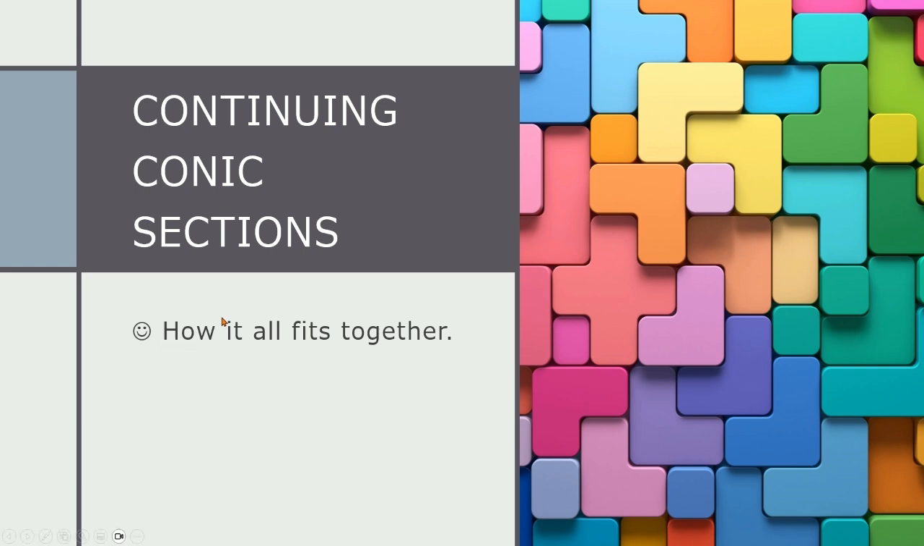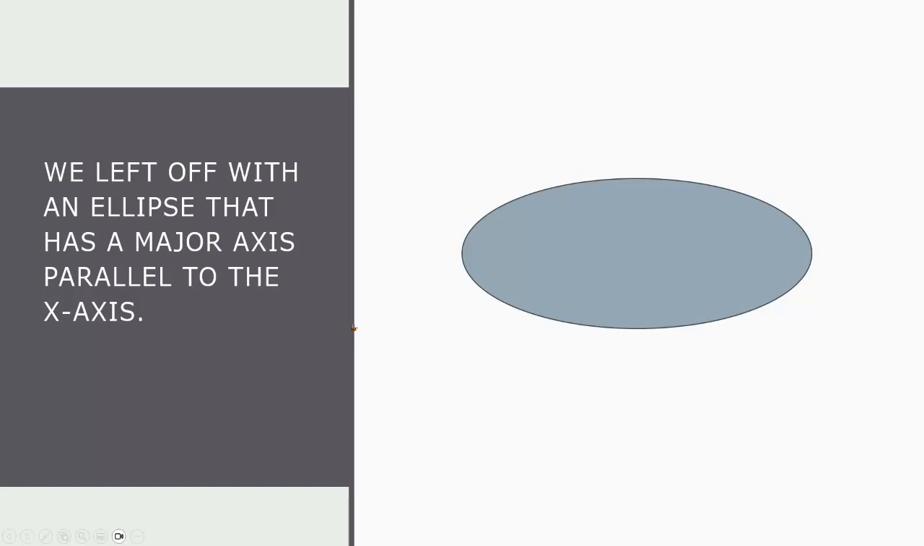This is a continuation of our notes from conic sections from last week, and how it all fits together, basically. So we did circles and we did, I believe, parabolas. And I handed out some notes for you to fill out. And I think we left off on an ellipse that has a major axis parallel to the x axis. So it's long ways like this.